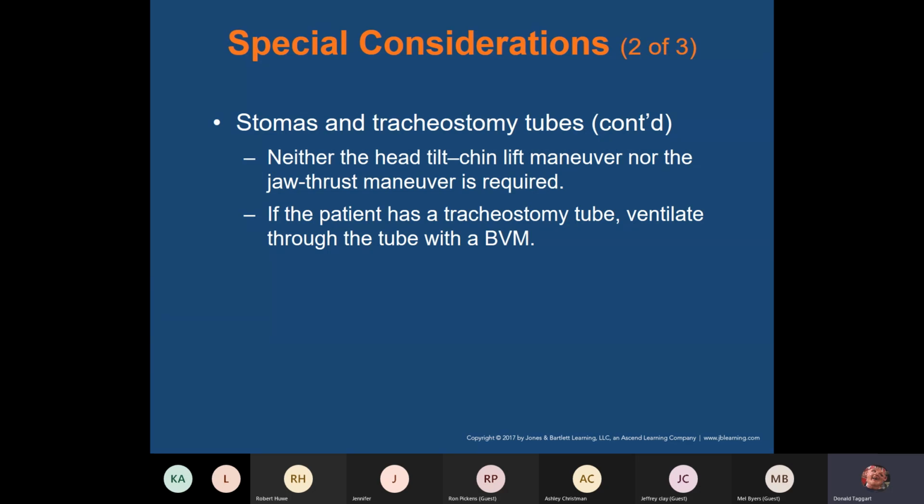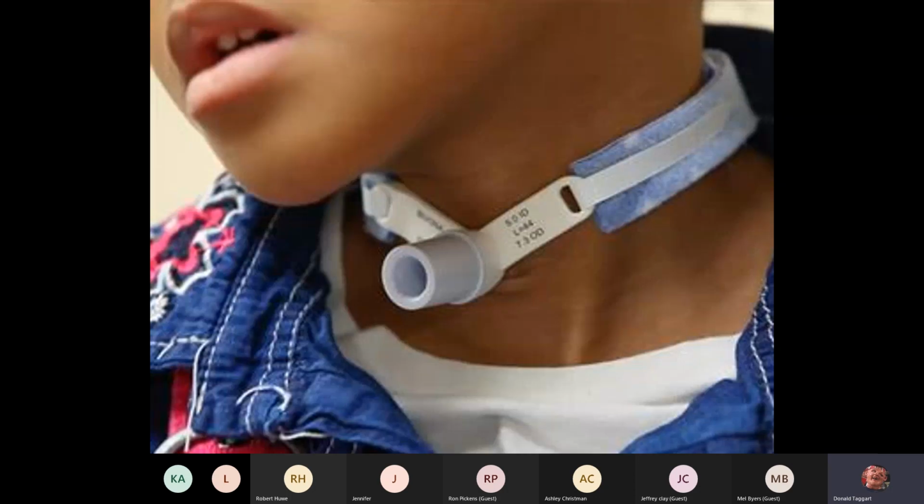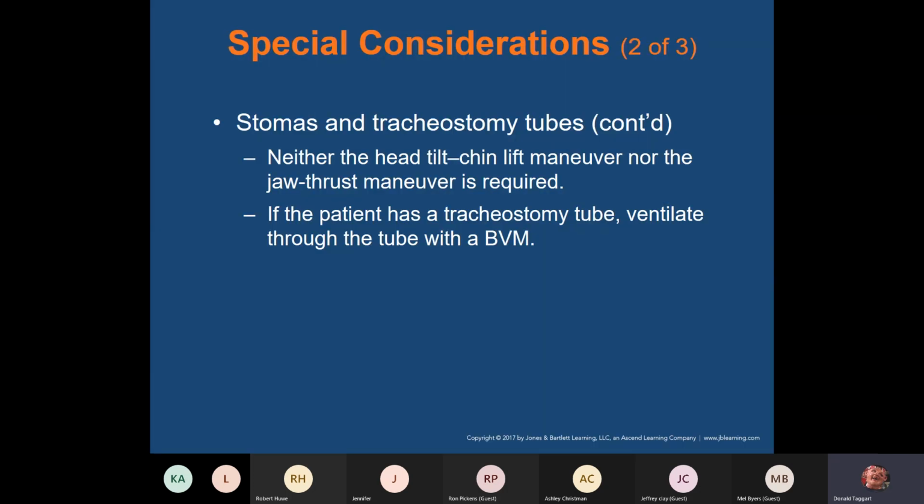Okay, again, you don't want to do any of those maneuvers. You can bag them through that trach device. That right there is the same size as an ET tube. It's the same size as your iGels, your King Airways. Your BVM will fit right on that. They're all the same size.